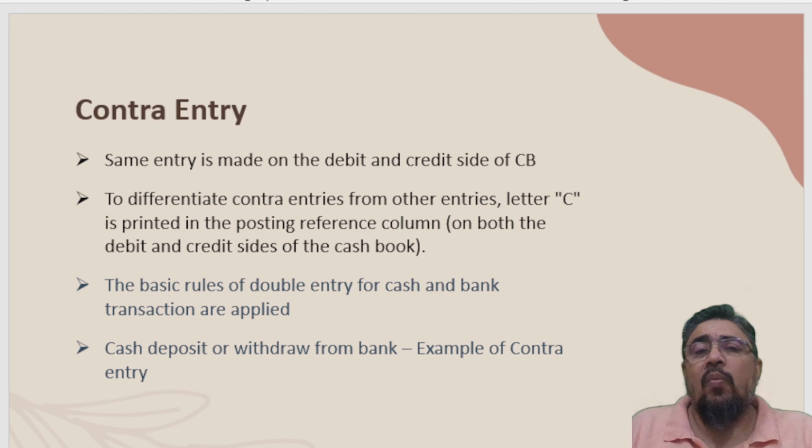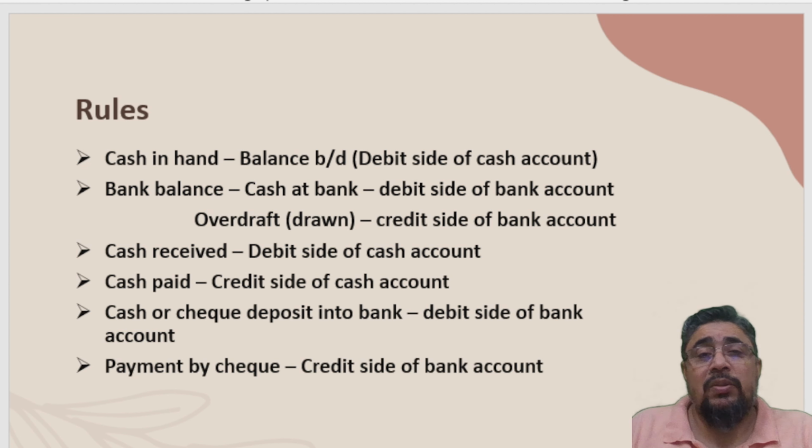This means when we deposit cash or we withdraw cash for business, it is an example of a contra entry, because it will be recorded on both sides, debit and credit of the cash. Rules. Remember these rules, very important. Cash in hand, balance b/d, brought down, always comes on the debit side of the cash account.